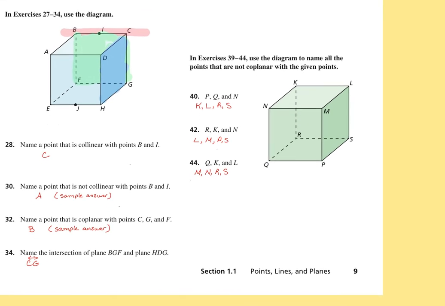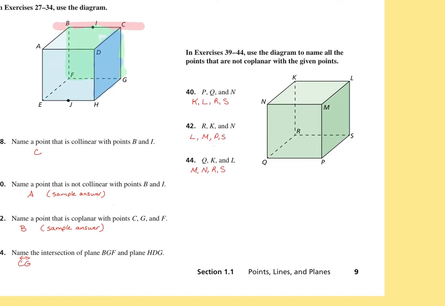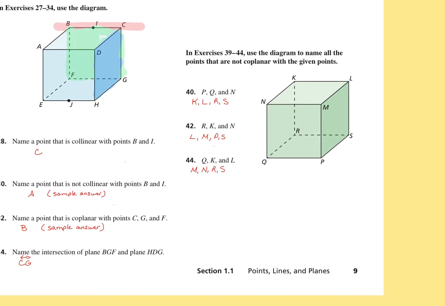Because remember, this is just a representative of what a plane looks like. Technically, that plane has no end. So the edges are lines. So GC is the only other way to write it. That had to be those letters. All right, the next one.